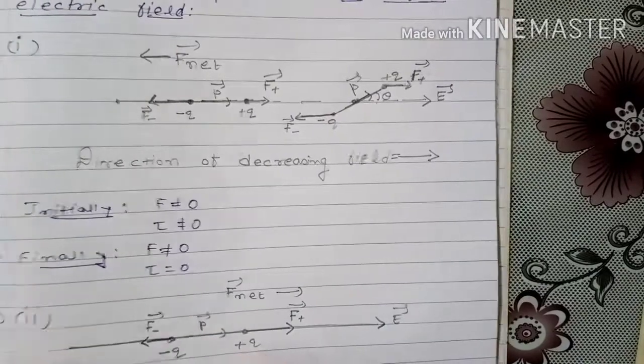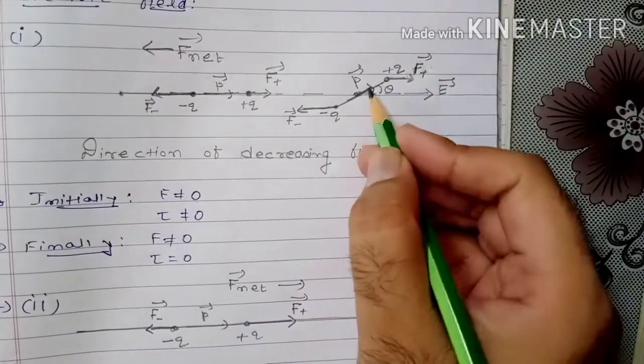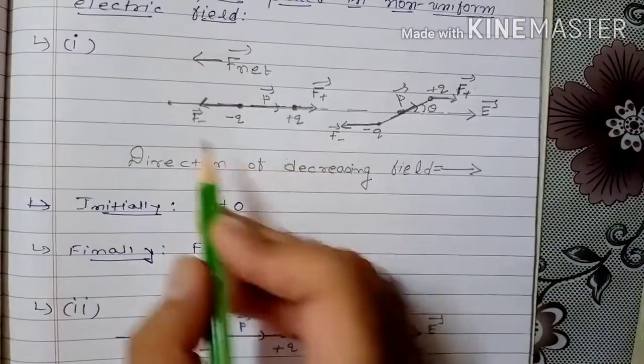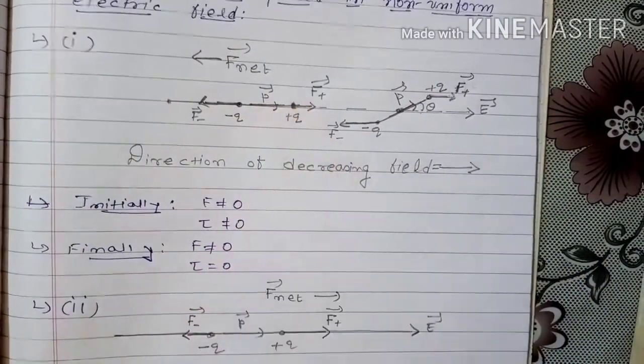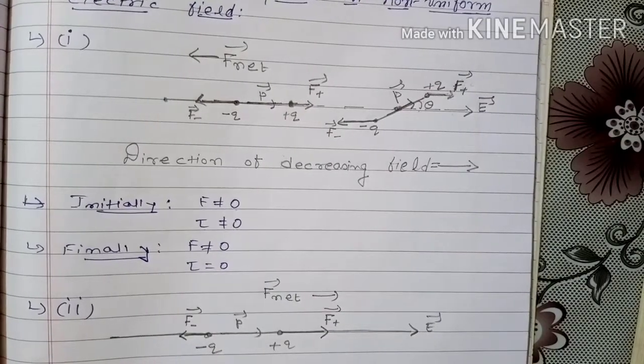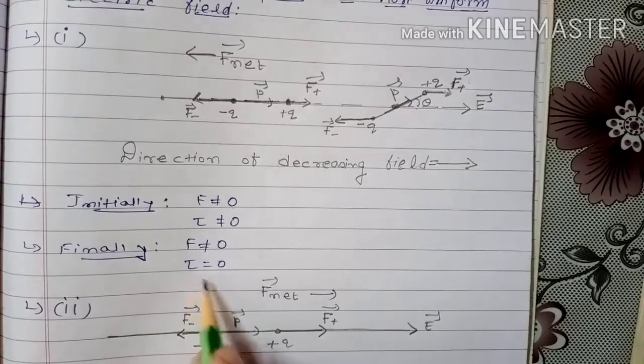But after some time, what will happen? The dipole always tries to align in the direction of the electric field. Then after some time, the dipole will align in the direction of the electric field. It means p vector and E vector both will be in the same direction. When p and E are both in the same direction, then the torque will become zero. So finally the torque becomes zero.